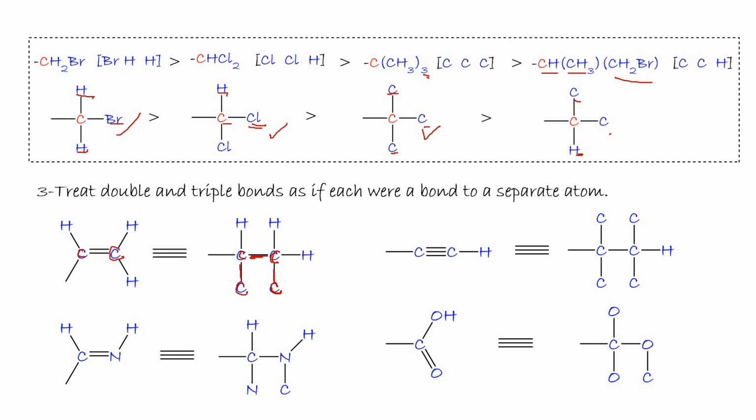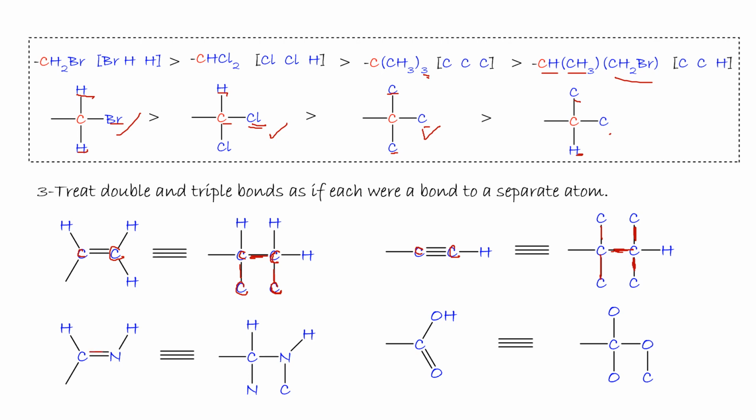Carbon triple bond carbon. This carbon is connected three times to carbon. Okay, one carbon, two carbon, three carbons. And this carbon again, it has to be three carbons. Okay, one in here, one in here, and one in here.